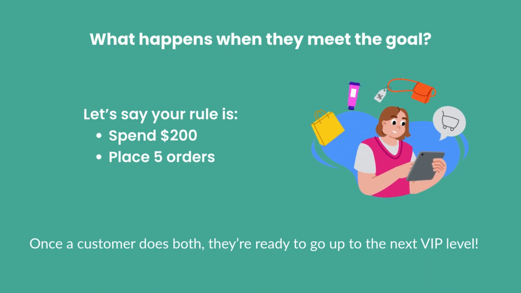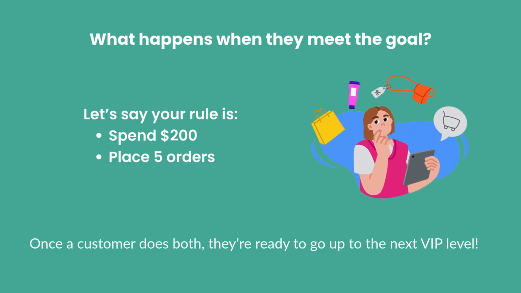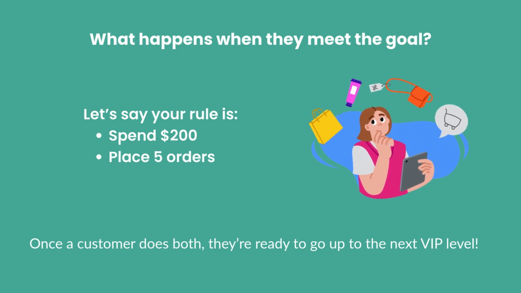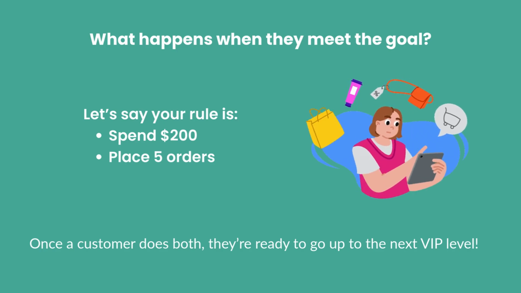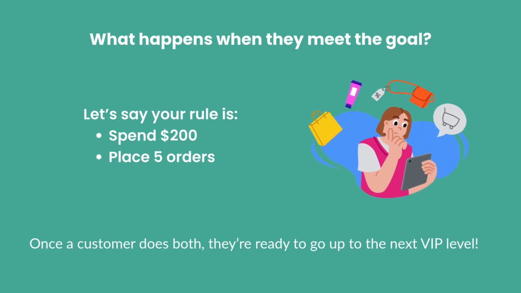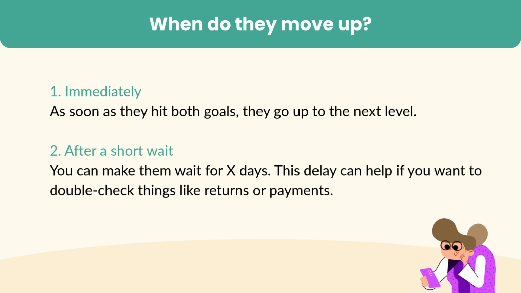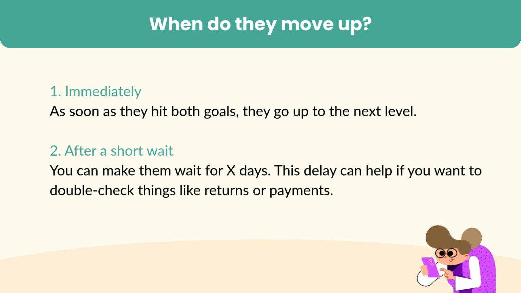Let's say that your tier entry requirement rule is spend $200 and place 5 orders. Once a customer does both, they are ready to go up to the next VIP level. So when do customers move up? You have two choices. First, immediately. As soon as they hit both goals, they will go up to the next level.